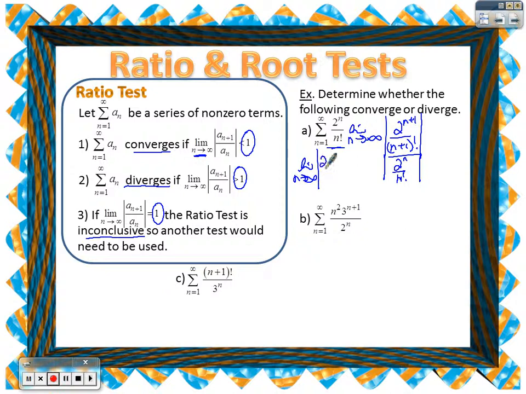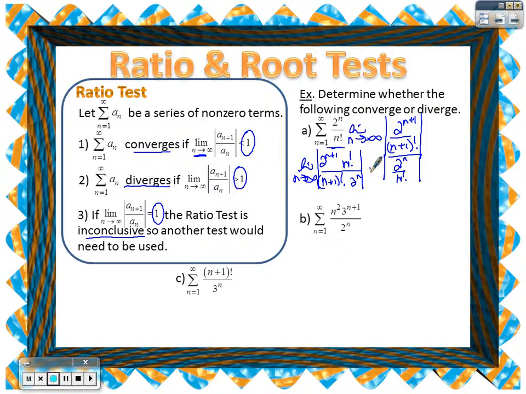We have 2 to the n plus 1 in the numerator along with n factorial. In the denominator, we're going to have n plus 1 factorial and 2 to the n. Hopefully we're all okay. I just took this right here and I flipped it upside down. So the 2 to the n goes in the bottom and the n factorial goes on top.